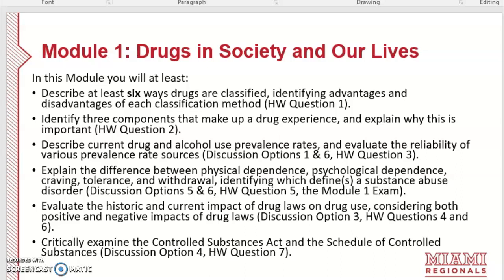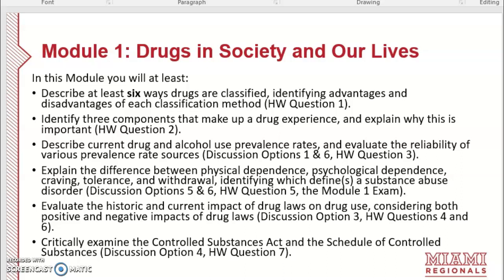You will learn to describe at least 6 ways that drugs are classified, identifying advantages and disadvantages of each of those classification methods, and you will get to assess your knowledge of this learning objective through homework question 1. Next, you'll learn to identify 3 components that make up a drug experience and explain why this is important. This will be assessed through homework question 2.